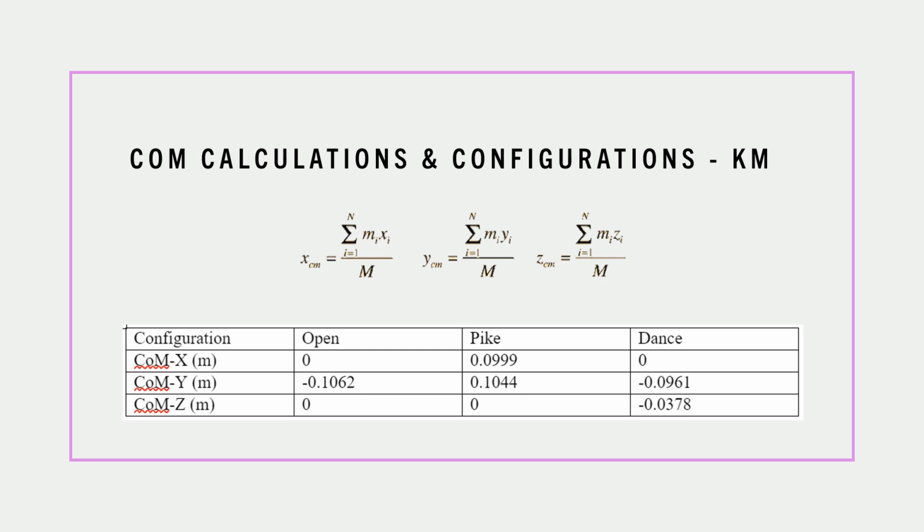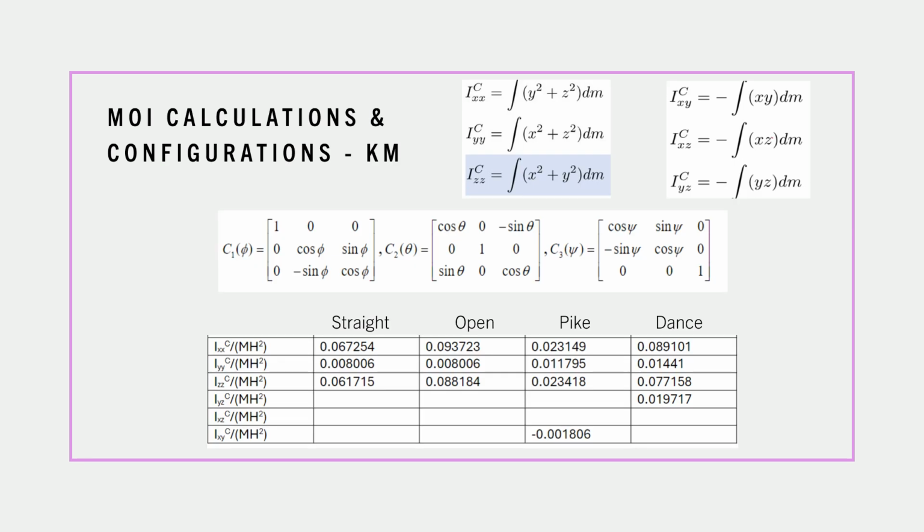As seen, for open, it only has a center of mass in the y direction because it is standing straight upright. For pike, it starts to move its body parts around the axes, resulting in x and y center of mass, and for dance, because of the rotation of the arms and legs, there is a center of mass in the z, but not in the x direction. These center of masses can be used to calculate the moment of inertia matrices for the same configurations.